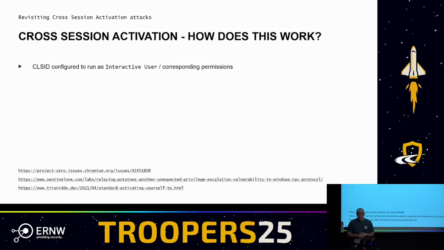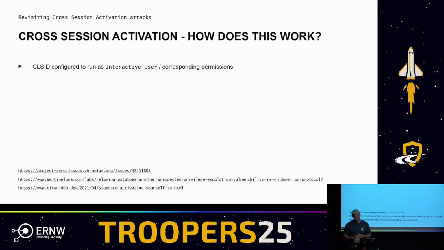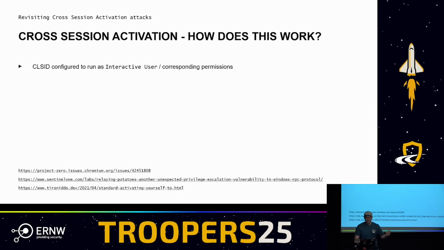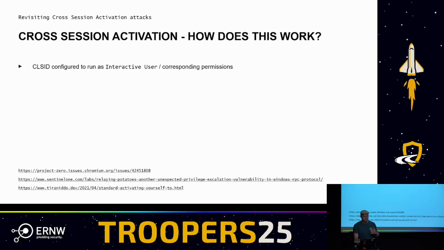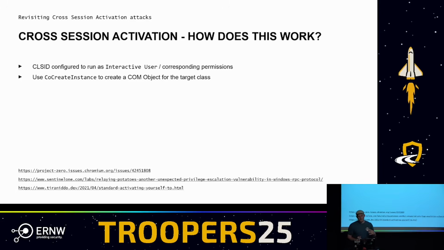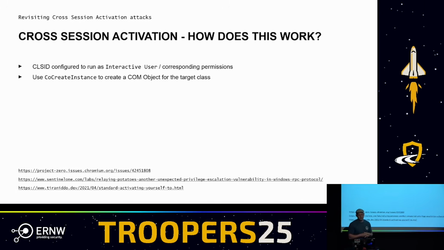So cross-session activation, as I said, what you find in the Microsoft documentation, is not what this talk is about. The talk is based on a lot of tools and research which was published over the last years. The first prerequisite is that the CLSID needs to be configured as the interactive user so that we can use this attack. Now I'm going through some Windows APIs which are usually used when you're attacking this or when you're using this attack.